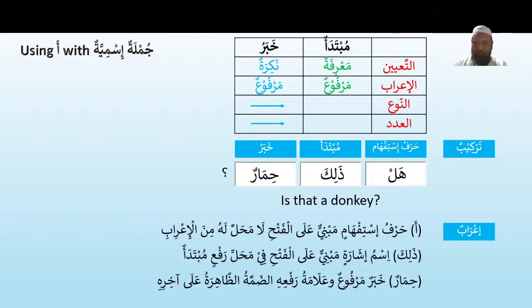So اعراب will be: هل حرف استفهام مبني على الفتح لا محل له من الإعراب. ذلك اسم إشارة مبني على الفتح في محل رفع مبتدأ. So why are we saying على الفتح over here? Because we're looking at the dhal. Don't look at the kaf. Look at the dhal. Dhal has a fatha, al-fathi. And what is the slot? It is mubtada, so محل رفع. حمار خبر مرفوع وعلامة رفعه الضمة الظاهرة على آخره.